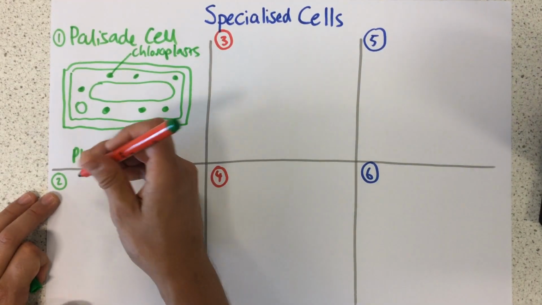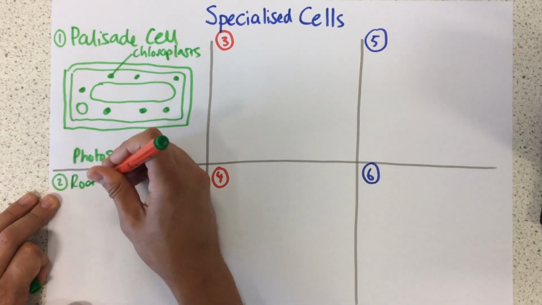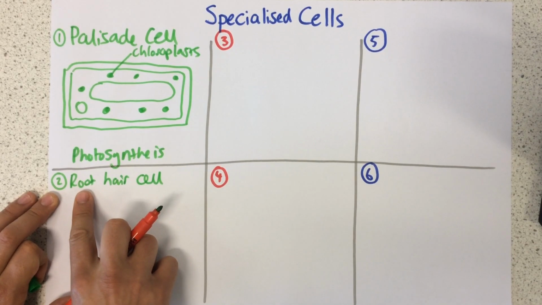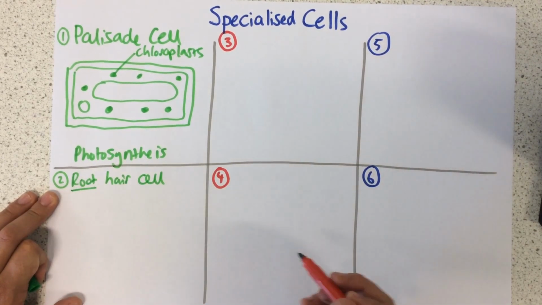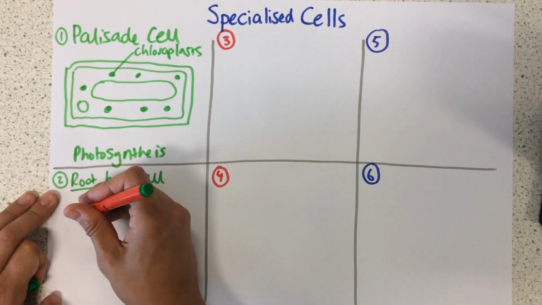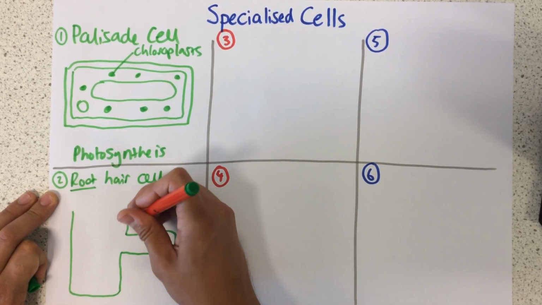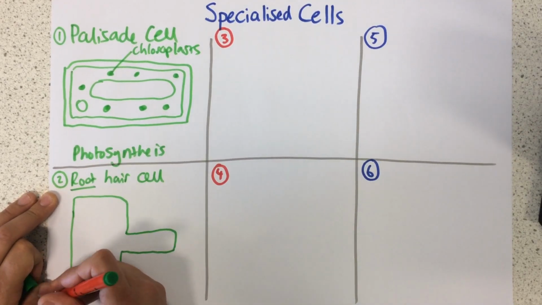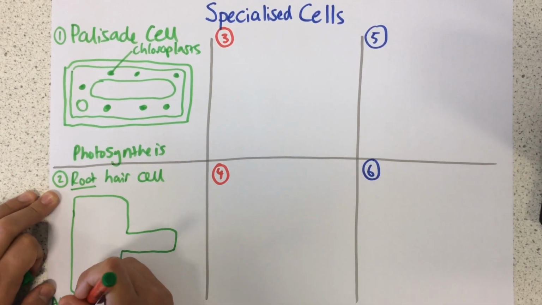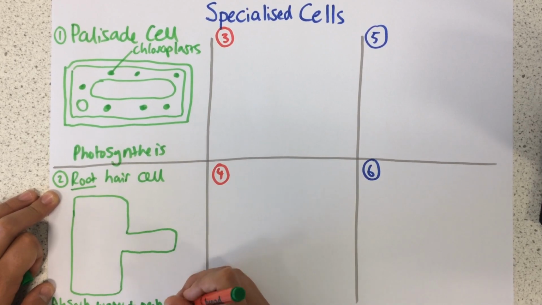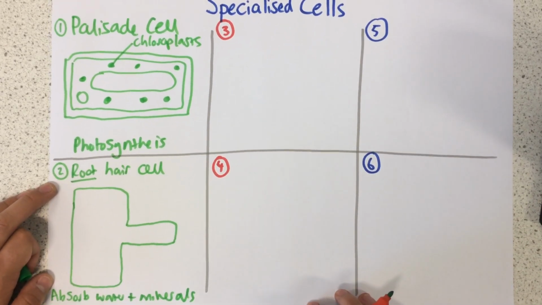Okay, specialised cell number 2 is a root hair cell. Now, there's a clue in the name of where we find this. It's found in the root of a plant. Now, this one is a bit different from our palisade cell. Because it's in the root, it has a different job. Its job is to absorb water and minerals. So that's its particular job.